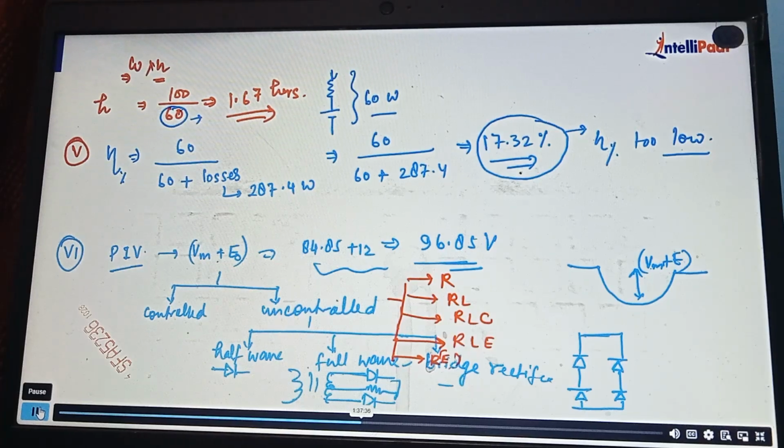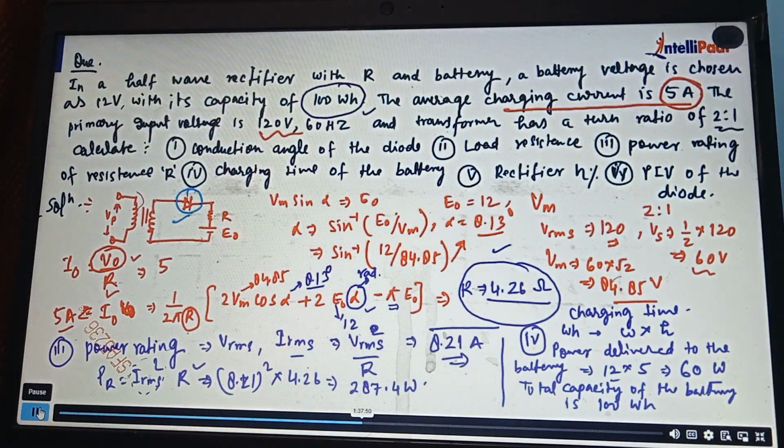Any question, any discussion which you want on this particular system? Any discussion? Go back to that previous slide, sir. Yeah. Power rating of the system. Yeah.